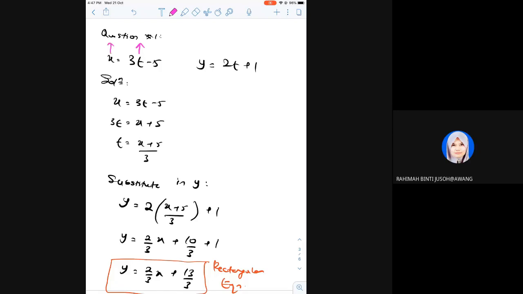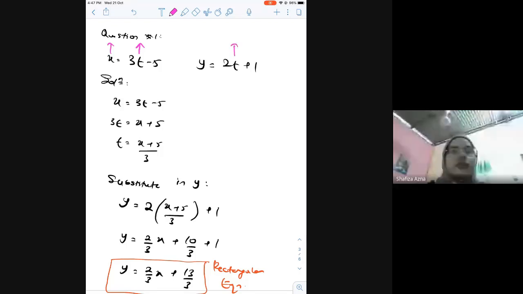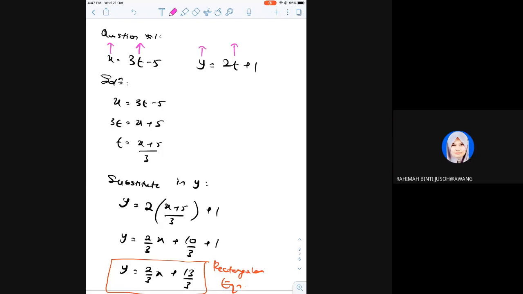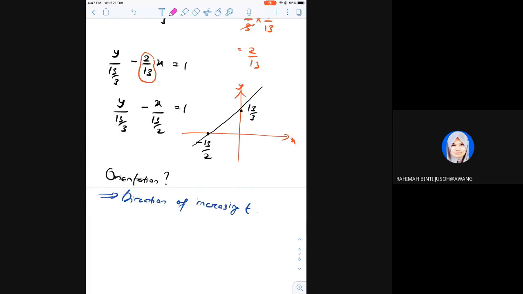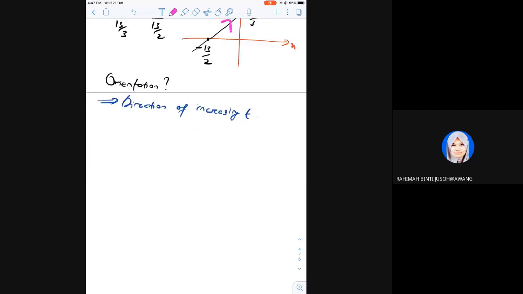Increase, yes, increase. Okay, and then now Y, if T increases, what happens to Y? Increase too, yes. So, logically, when T increases, X increases. X increases toward the right and Y increases toward the top. So, it's going to be an upward orientation. So, this is the orientation, the arrow. So, that's it, complete.